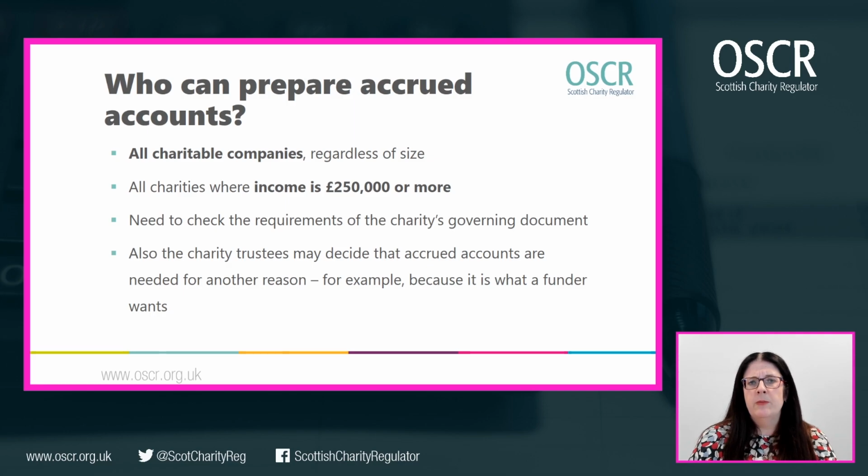Similarly, every charity, regardless of how it's constituted or how it's structured, where its income is £250,000 or more, must prepare accrued accounts. You might need to also check the requirements of the charity's governing document to see what form of accounts you need to prepare. So even, for example, if your charity isn't a company and its income is less than £250,000, you might need to still prepare accrued accounts if your governing document requires this.